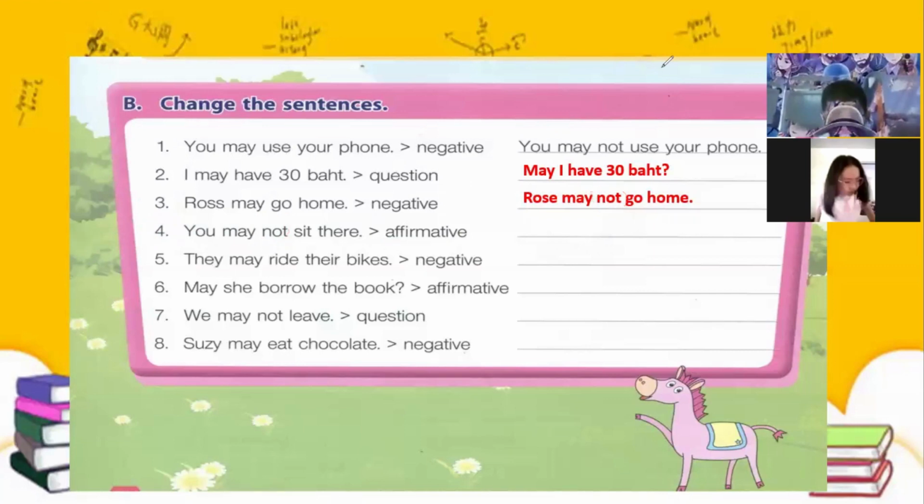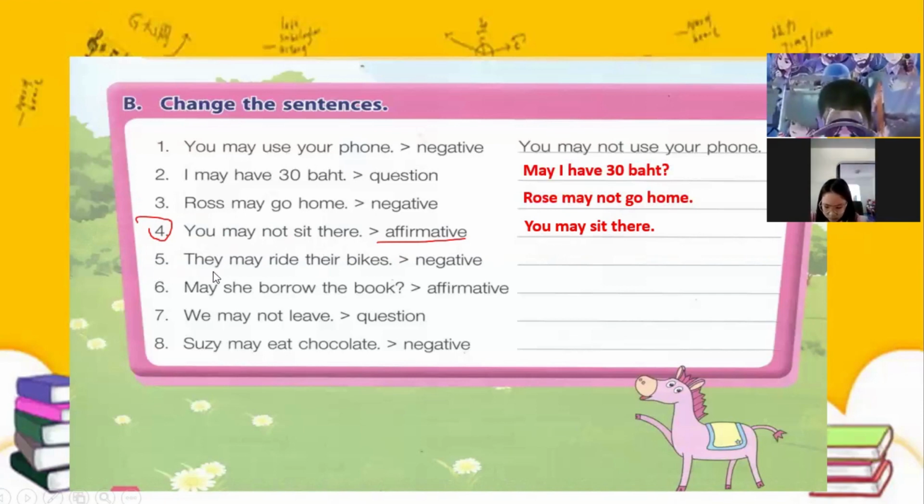Okay, let me ask Panton. Can you change sentence number 4 from negative to affirmative? Panton, you may not sit there. Change it to an affirmative sentence. You may sit there. Very good. Excellent job. You may sit there. So we just remove not. You can see here sit is the main verb, and before the main verb we use may. So you may sit there.